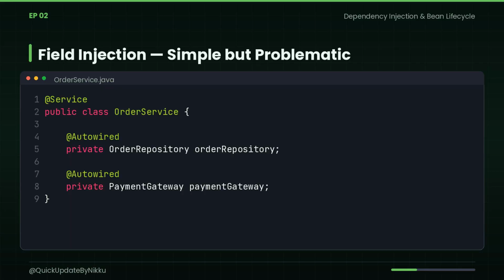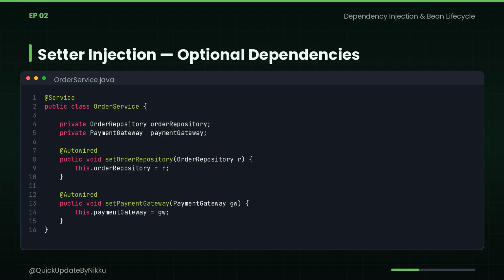Field injection is the most visually compact form. Annotate a private field with @Autowired, and Spring uses reflection to inject the value. It requires no constructor, no setter, and looks almost effortlessly clean. That apparent cleanliness is deceptive, and we will unpack the problems it hides in the constructor injection deep dive shortly. Setter injection calls a dedicated mutator method after the object is constructed.